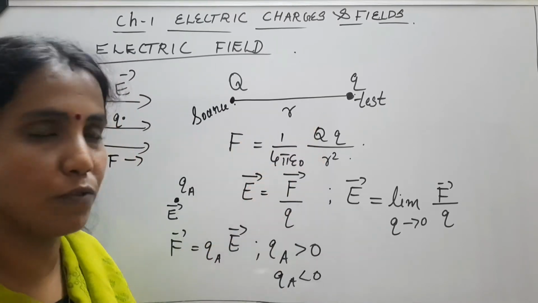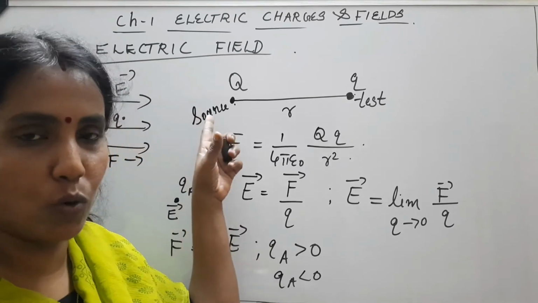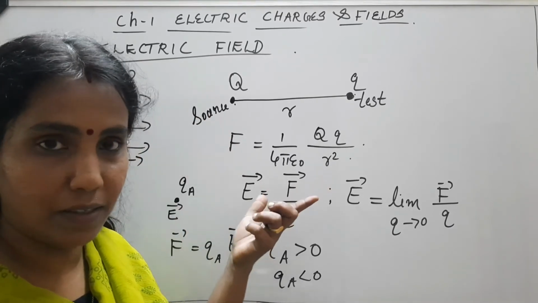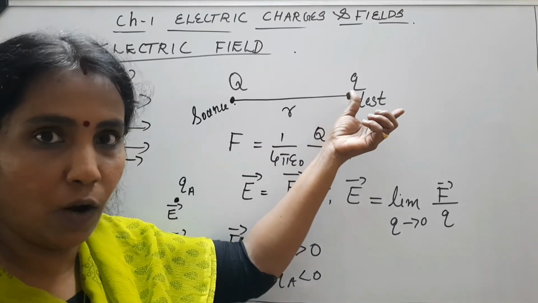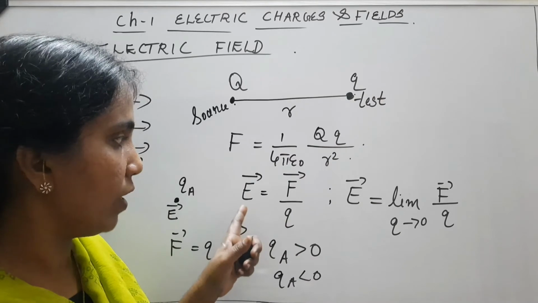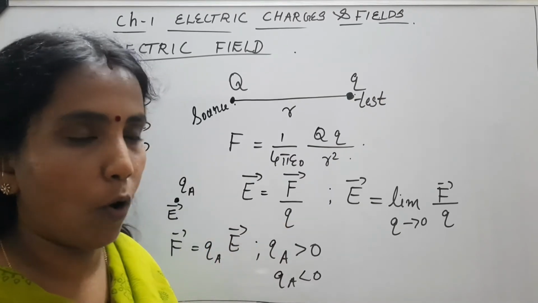We spoke in terms of source and test charge, no? So electric field depends only on that source charge which produced that field. Electric field does not depend on this test charge, or E is independent of the small letter q. So that is a point.